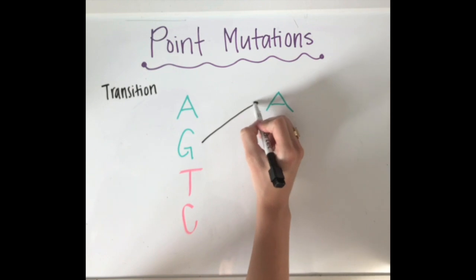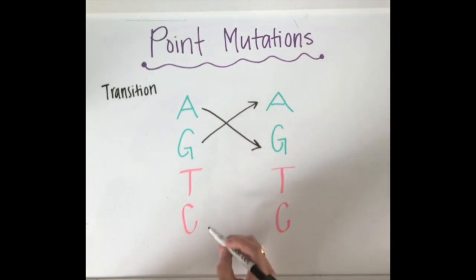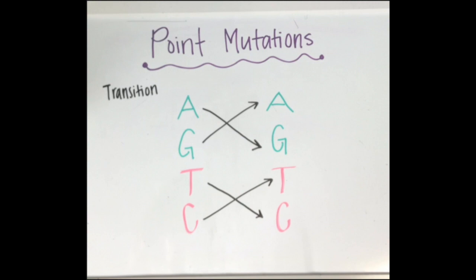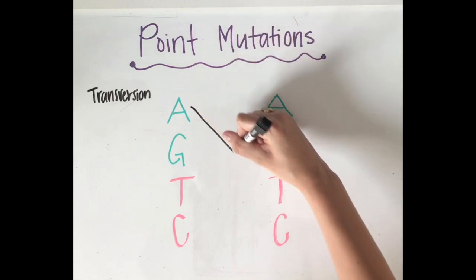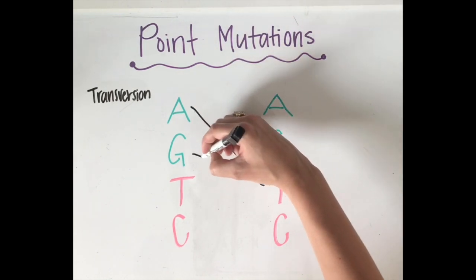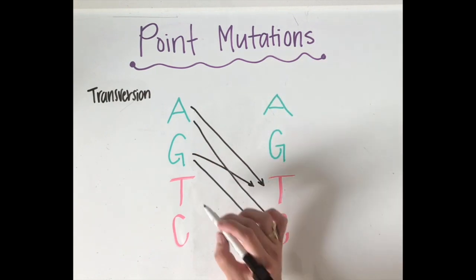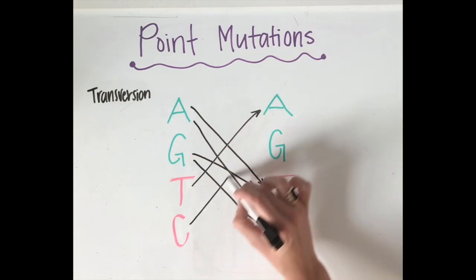Here, I have the purines adenine and guanine written in green, and the pyrimidines thymine and cytosine written in pink. I have labeled all of the possible substitutions for a transition mutation. Transversions are different from transitions in that a purine is replaced with a pyrimidine or vice versa. I have also written the possible substitutions for this type of mutation.